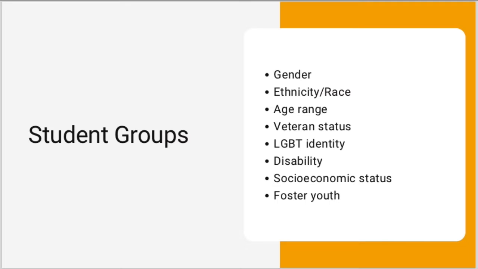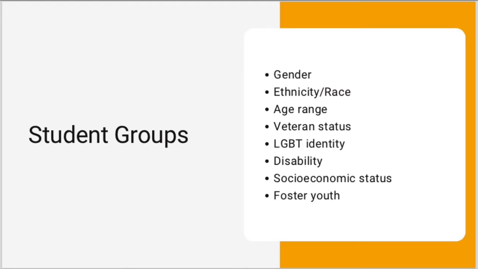Note that some of these populations are fixed and others are going to change. For example, age range. A student's age is going to change as they go to school. Let's say that they enroll at 19 and then turn 20. Well, that's going to change which group they're in. Whereas veteran status, once a student is a veteran, they're still a veteran later, right? So just keep in mind that some of these are fixed, others are not.